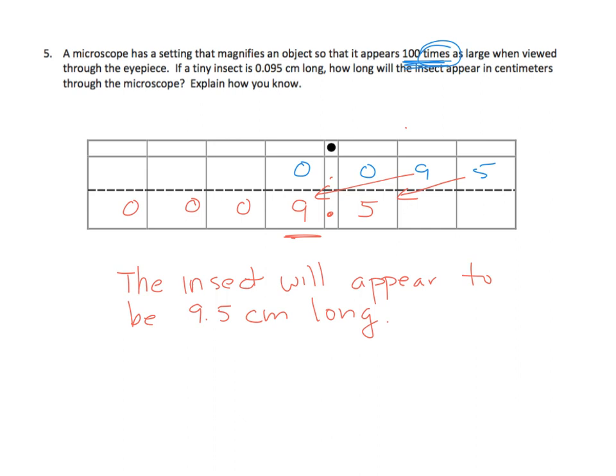Okay, that's our first module lesson of the year, and hopefully this is helpful to you in completing your homework. These problems pretty much correspond very closely to what you'll see in your homework.